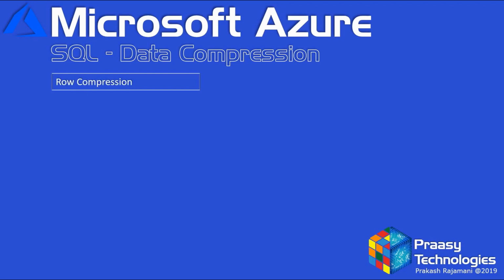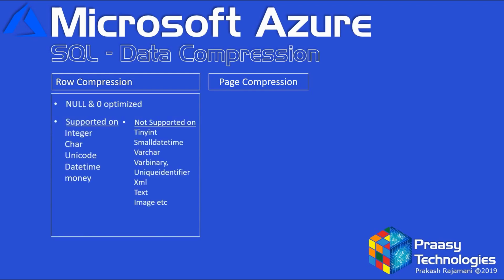Data compression is of two types. One is row compression and another one is page compression. Let's see what is row compression. If a character column has trailing spaces or null characters, they will be optimized. If an integer column has prefix zeros, then those zeros will be optimized. Row compression is supported on the below integer, character, Unicode data types and money data types, but this is not supported on tinyint, smalldatetime and varchar and few of the data types.